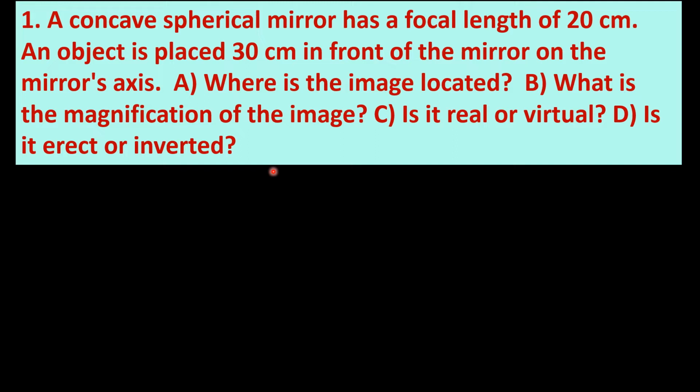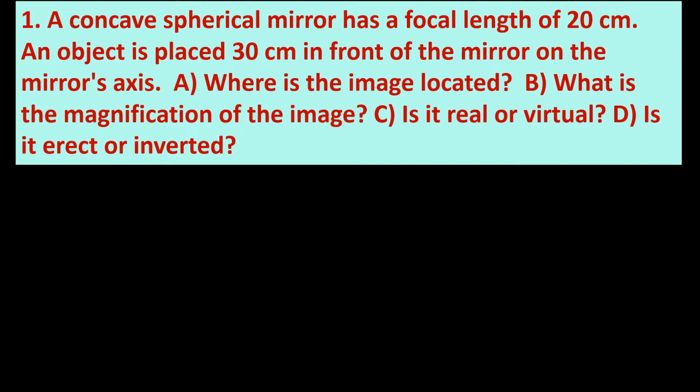The first problem: a concave spherical mirror has a focal length of 20 centimeters. An object is placed 30 centimeters in front of the mirror on the mirror's axis. Where is the image located? And letter B, what is the magnification of the image? Letter C, is the image real or virtual? And the last question, is it erect or inverted?